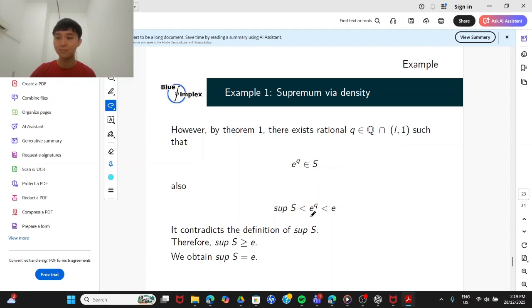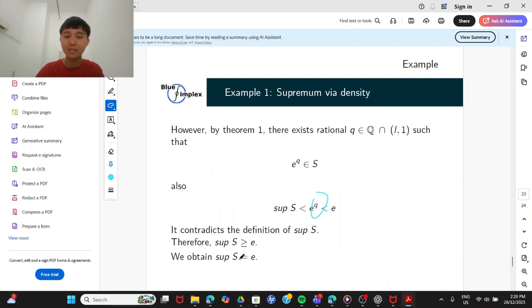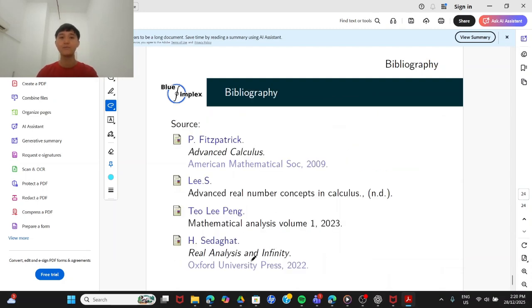So sup S is smaller than e^q. This contradicts the definition of sup S, because sup S is already larger or equal to every element in set S. So sup S is larger or equal to e, and sup S is smaller or equal to e, then we can imply that sup S is equal to e. That's for today. Thank you very much.